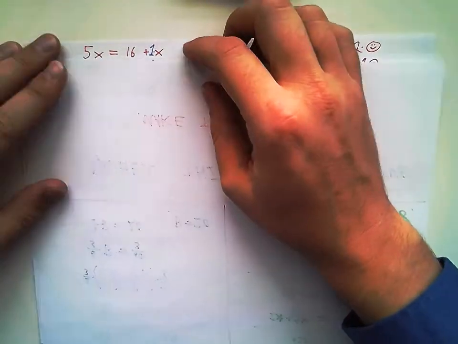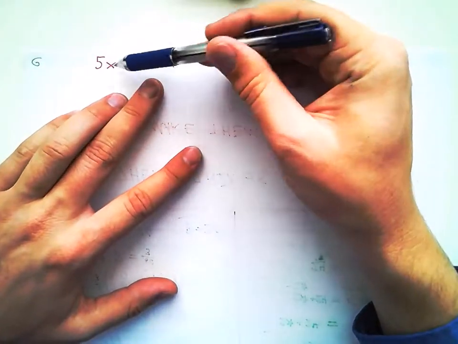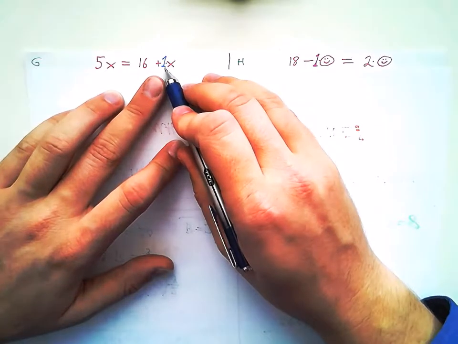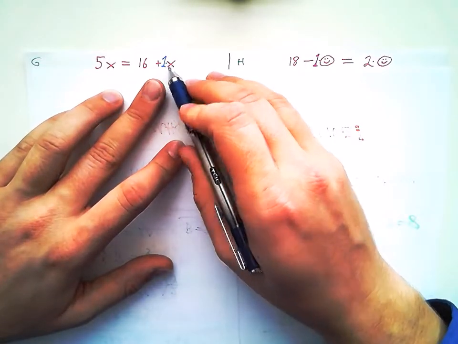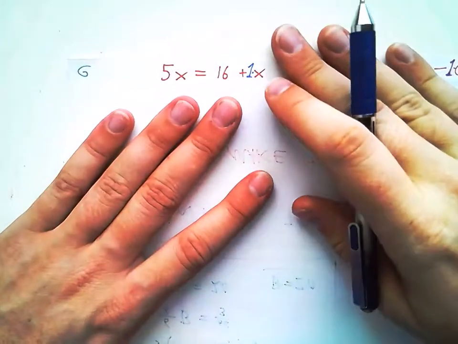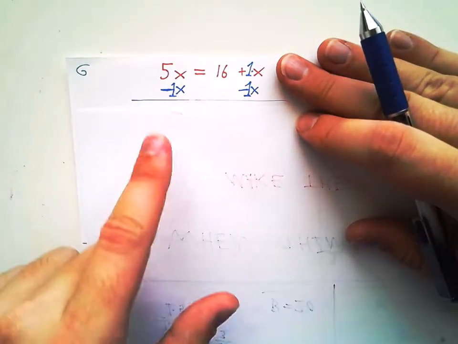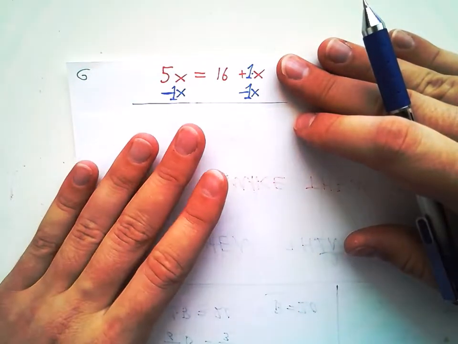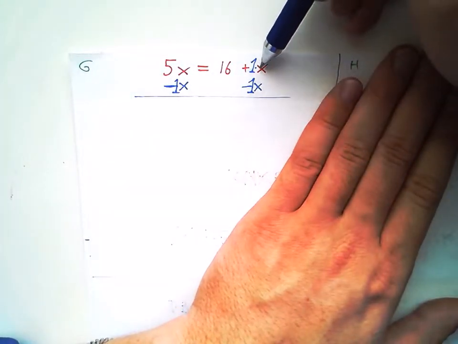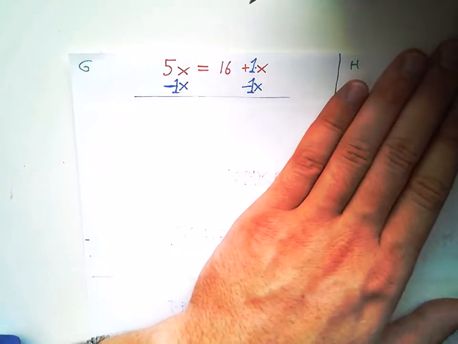Okay. So on this one, you can see I had 5x equals 16 plus x. I wrote in a little 1 because x is really 1x, right? And the reason I did that is because now I'm going to subtract x, or really subtract 1x, from both sides. Why? So this one, you might have noticed at the beginning, it's got x over here and x over there. You haven't seen that before, possibly.